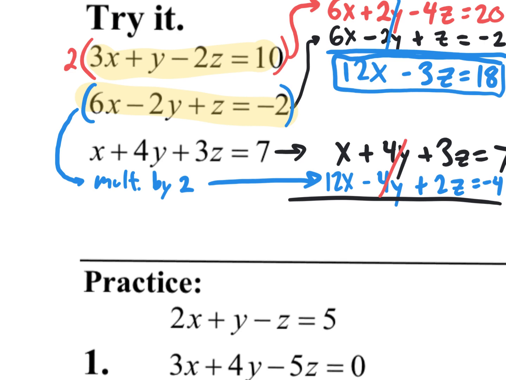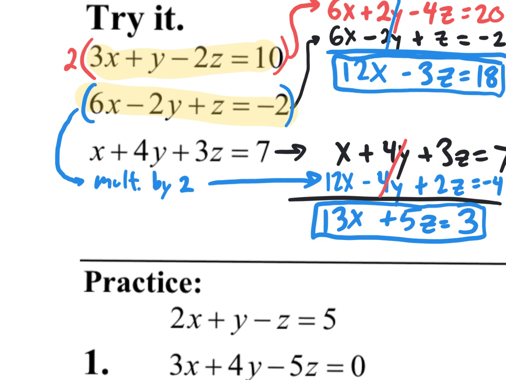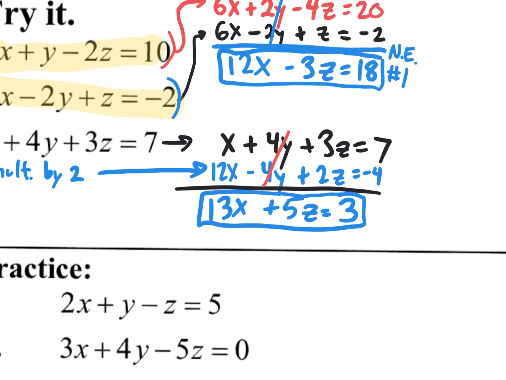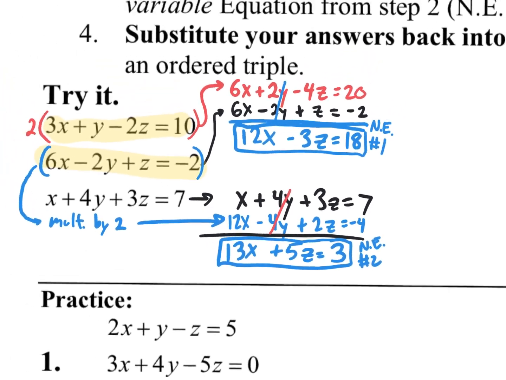What is our new equation number 2? It's 13x, y's are gone, plus 5z equals 3. Might as well box this in, and we're going to call this new equation number 2. New equation number 2. And that was barely step 2.